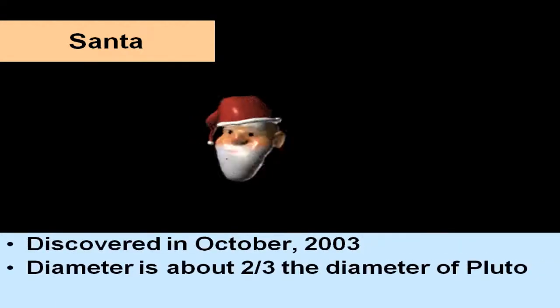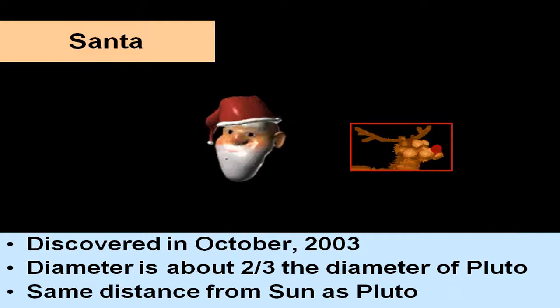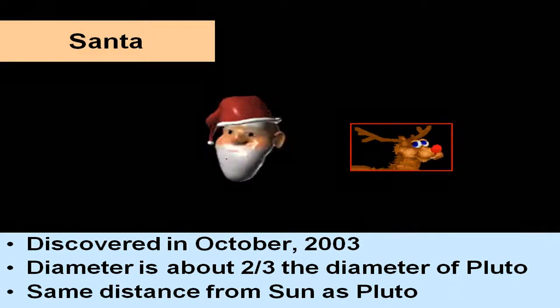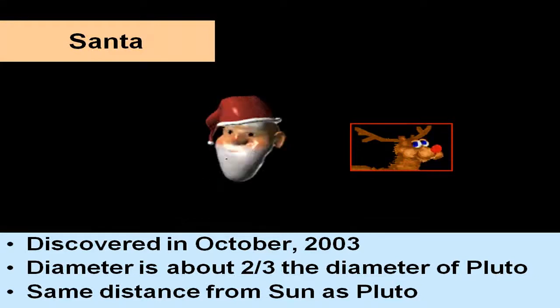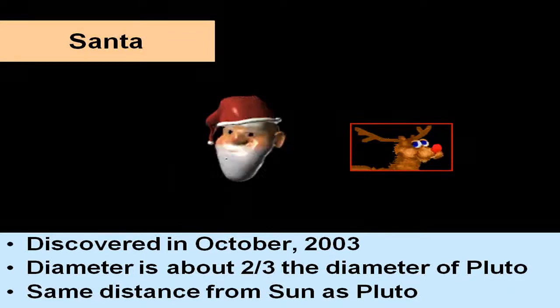There are other Kuiper Belt objects. There's Santa, and there's the Easter Bunny, and these are all names given to these objects when they were first discovered, and they're just showing that there are large, almost Pluto-sized objects in the Kuiper Belt, given funny names.